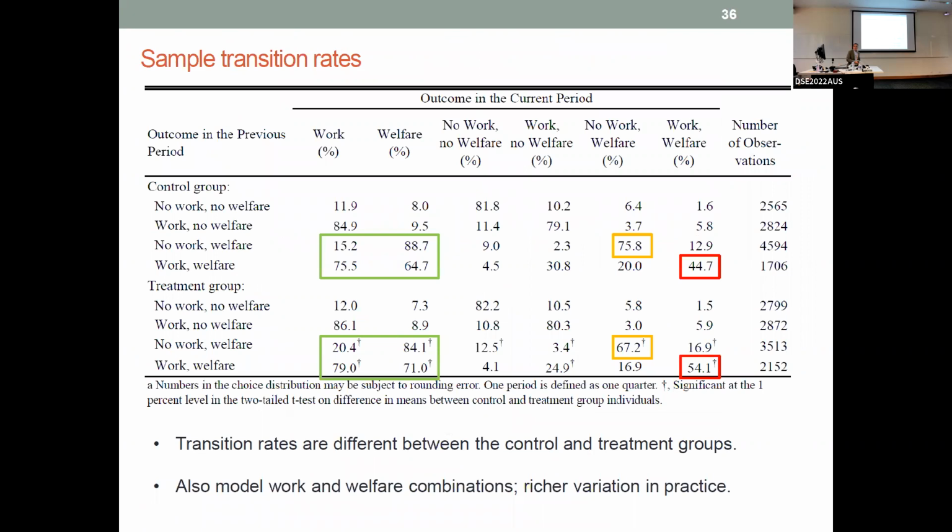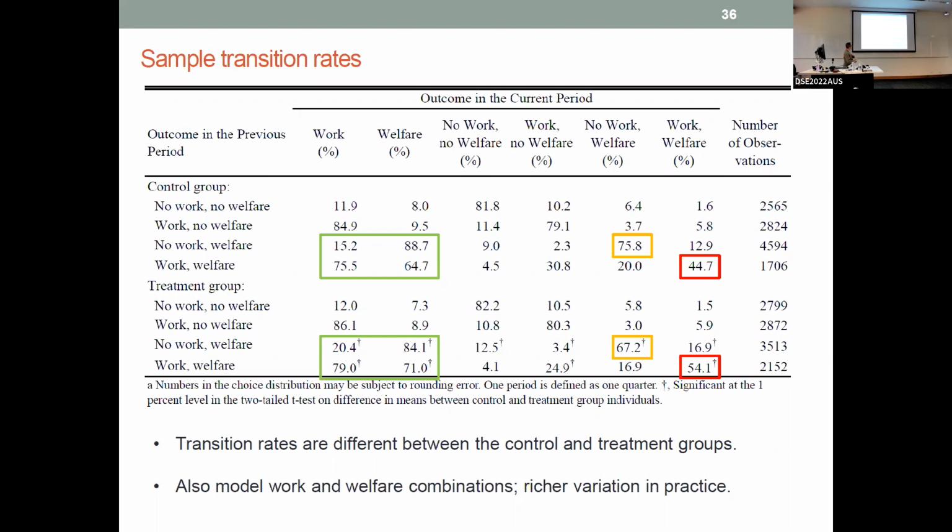Another way to look at the data is by sample attrition transition rates. These are the states last period. If I just crudely classify people by work and welfare combinations in the last period, what are their choices or choice combination patterns this period? And we can tabulate the transition rates separately by the control group and the treatment group.